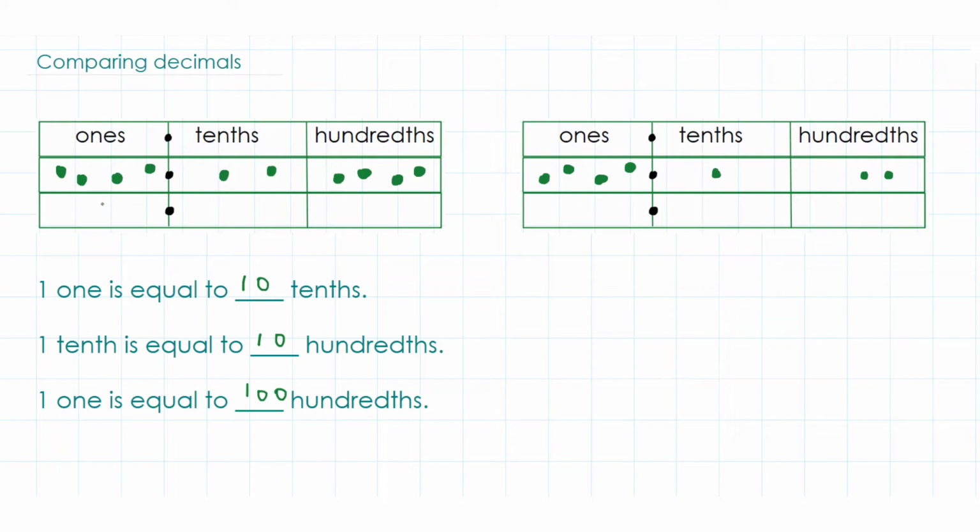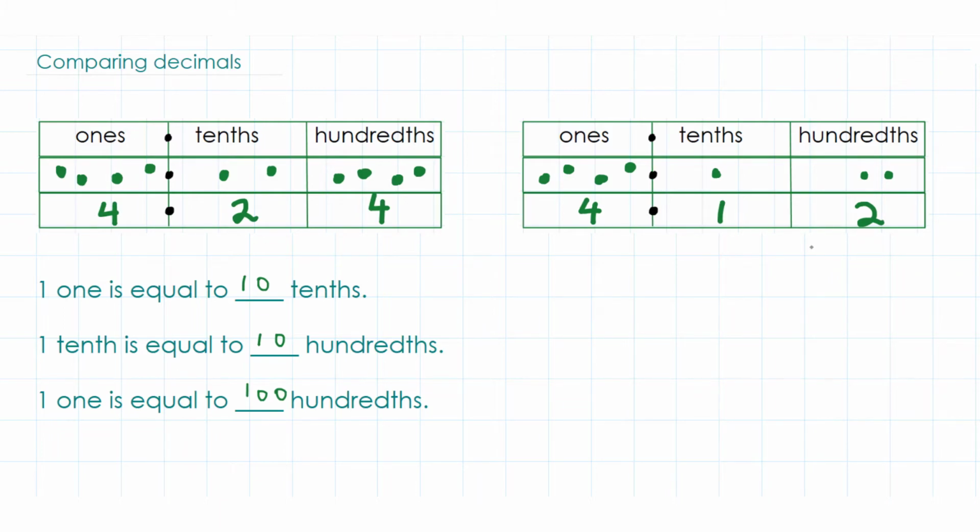What numbers can you see this time? Let's look at the number on the left. How many ones? There are 4 ones, 2/10, and 4/100. So the number is 4.24. And the number on the right, there are 4 ones. There's 1/10, and 2/100. So the number is 4.12.